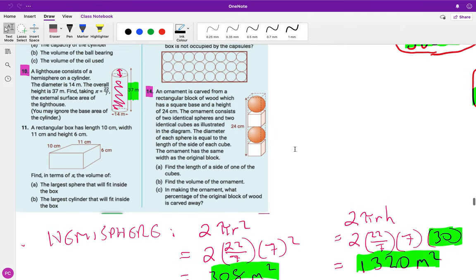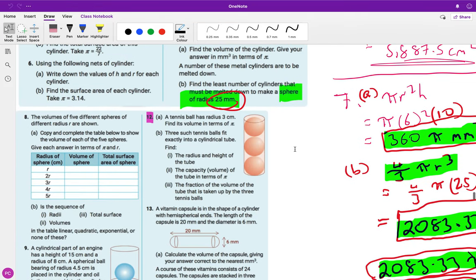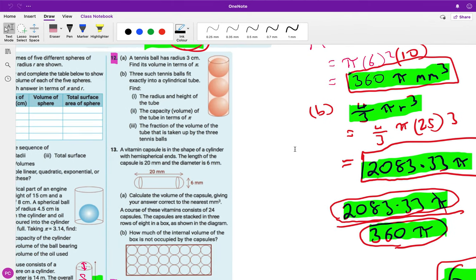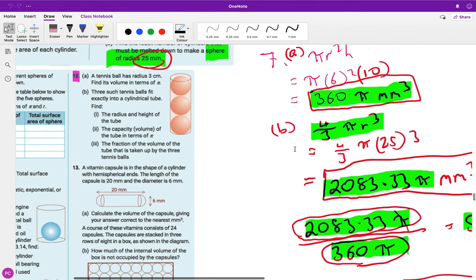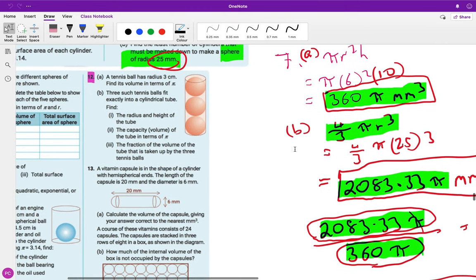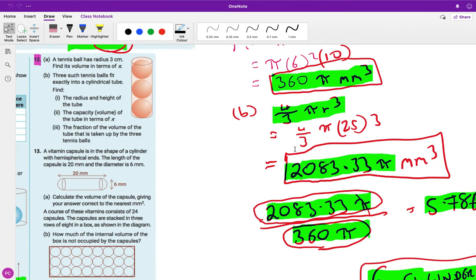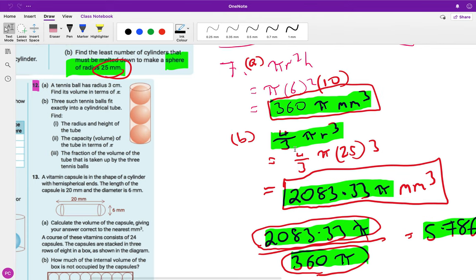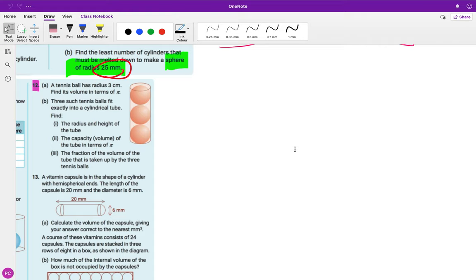Okay, moving on then, up to question number 12. Question number 12 is a lot of tennis balls in a tennis ball box, essentially. So what I'm going to do is get rid of question 7 for the moment, but you can watch it back in the video if needs be. I'm going to get rid of question 7 for a second so I can write the answer to question 12 right beside it.